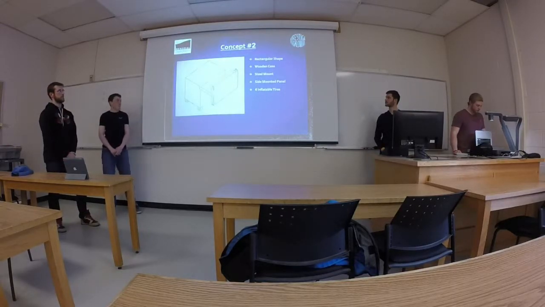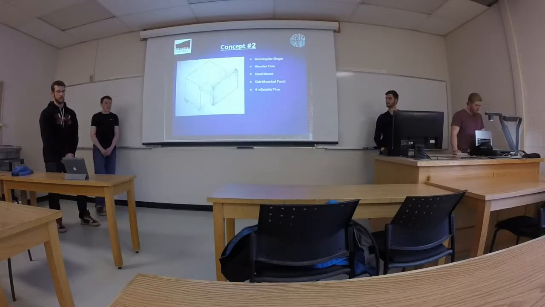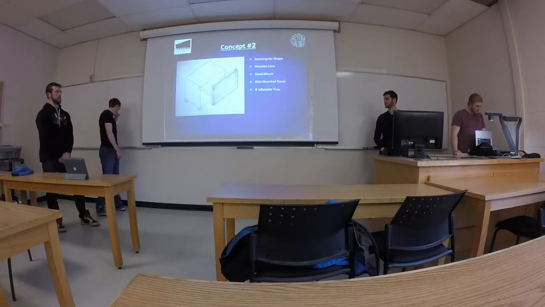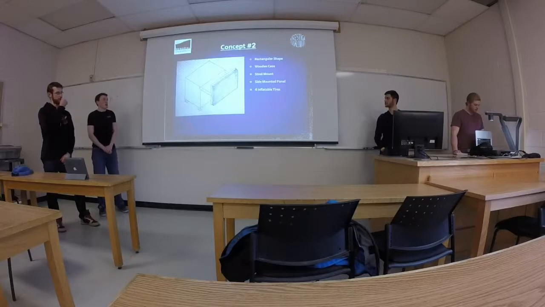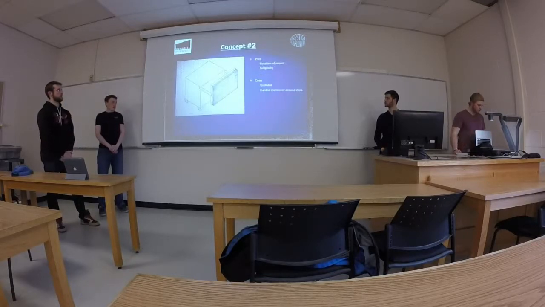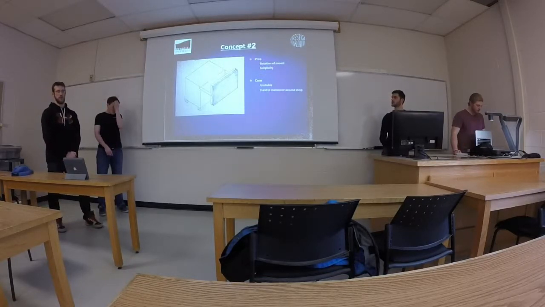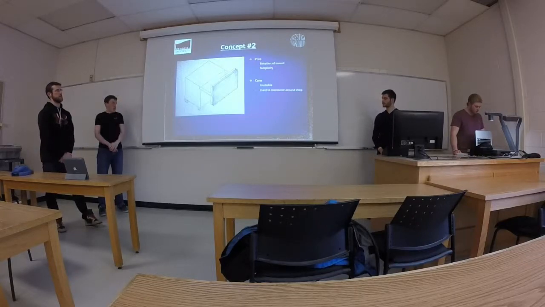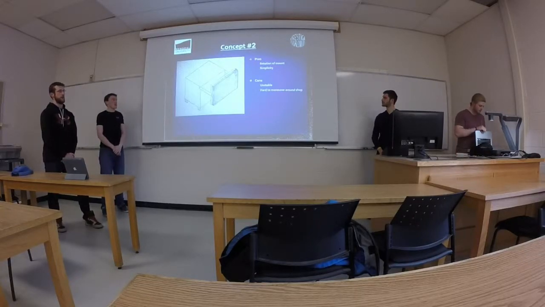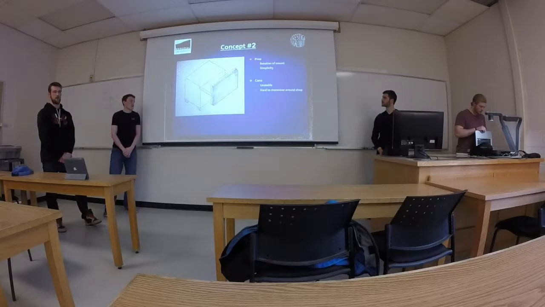Concept 2 is a rectangular shape and a wooden case. It has a steel mount and a side mounted panel, and has 4 inflatable tires. The pros of this is the rotation of the mount, and it is quite simple. The cons are it is unstable due to the front mounted panel, and it is hard to maneuver around the shop due to its added width.